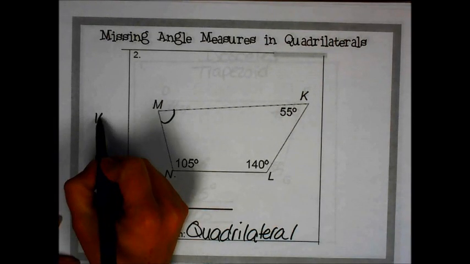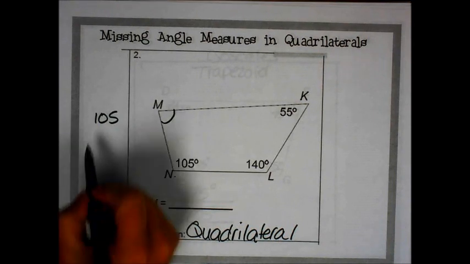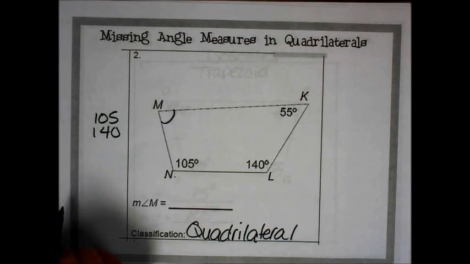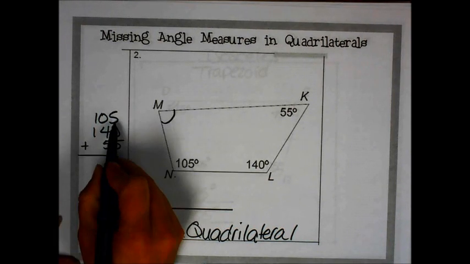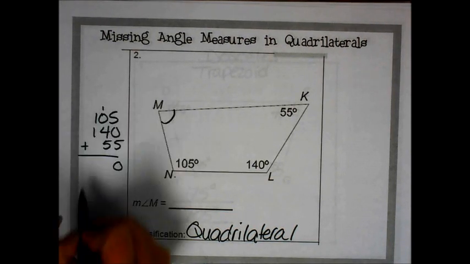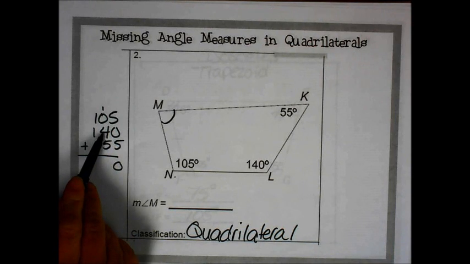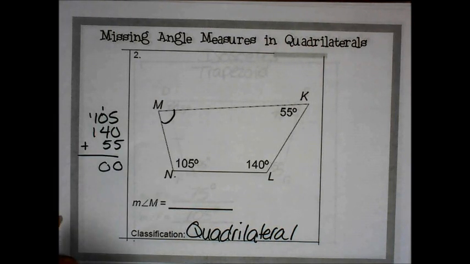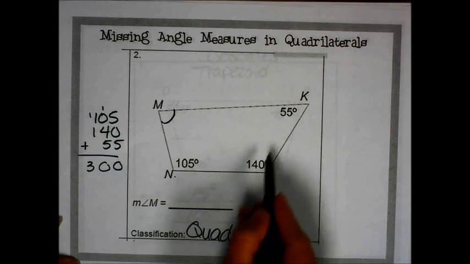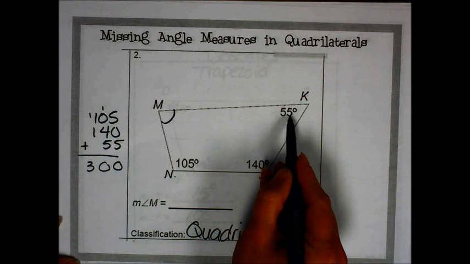So let's add. We have 105, 140, and 55. 5 and 5 is 10, carry the 1. 1 and 4 is 5. 5 and 5 is 10, carry the 1. 1 plus 1 plus 1 is 3. Now, these three angles together equal 300 degrees.